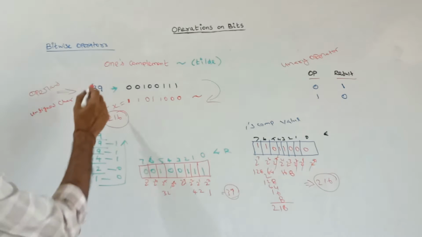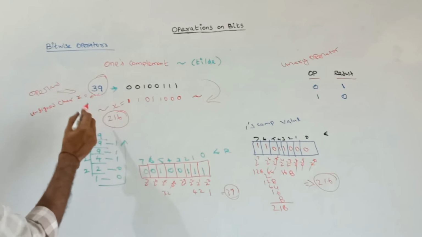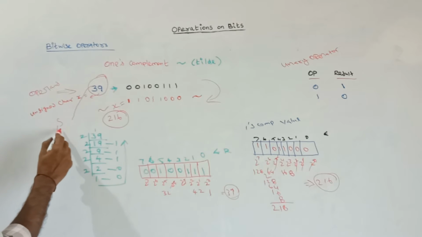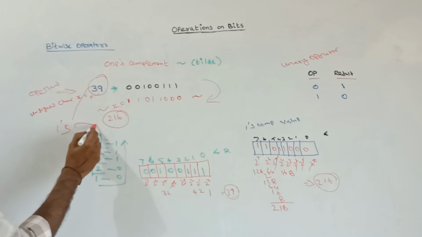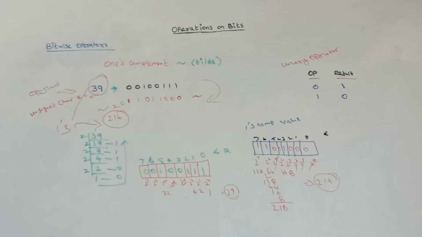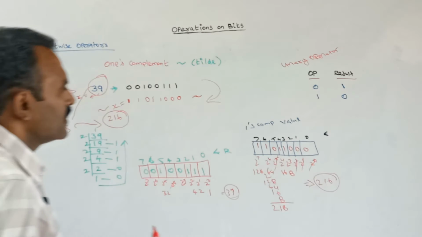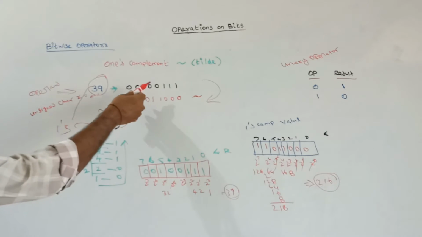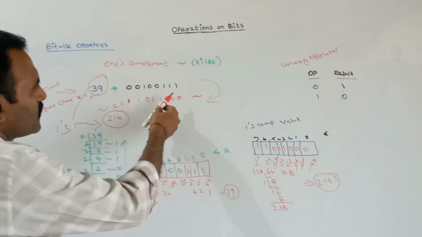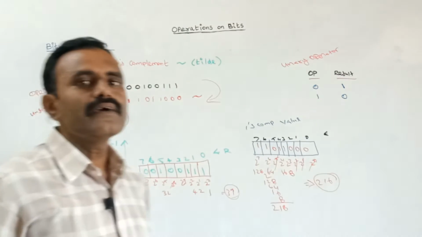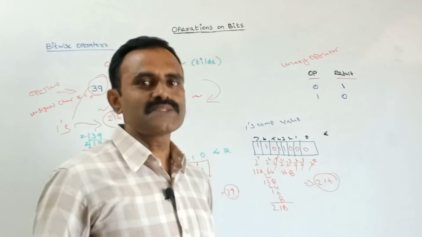This is the result. So if you take the ones complement of this value, the result will be 216. In this way we can find the ones complement of binary values. These binary values we can display in decimal format, or if you want to display them in hexadecimal, we can do so with the help of the format specifier.